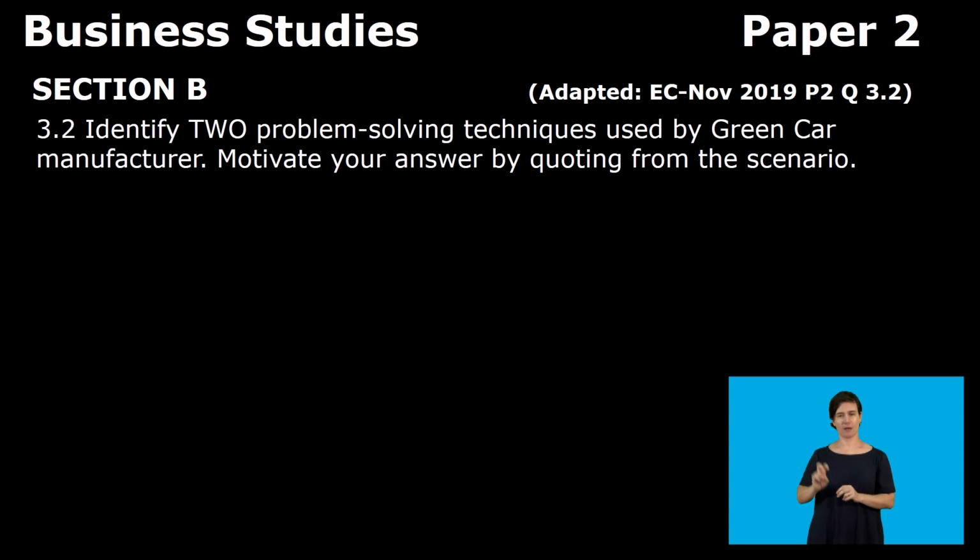Identify 2 problem-solving techniques used by green car manufacturer. Motivate your answer by quoting from the scenario. Remember, when you quote, you take it word for word. But firstly, you need to identify it. How many? 2. You are given the number. So should you identify 3 or more than 2, then the first 2 will be marked correct, but the last ones will not even be marked.